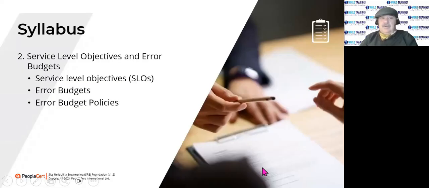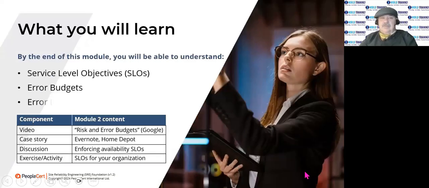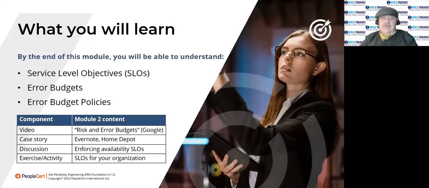This is the syllabus for the module. Again, we're talking about service level objectives and error budgets, SLOs, as well as the policies that go together with those error budgets, so that'll be explained. The structure for the module is the same as all the other modules in this course. There's a video, again from Google in this case, with Liz and Seth talking about risks and error budgets. There's also a case story, actually two in this module, the Evernote case, as well as Home Depot. Both are pretty interesting to help explain this idea of SLOs and error budgets.